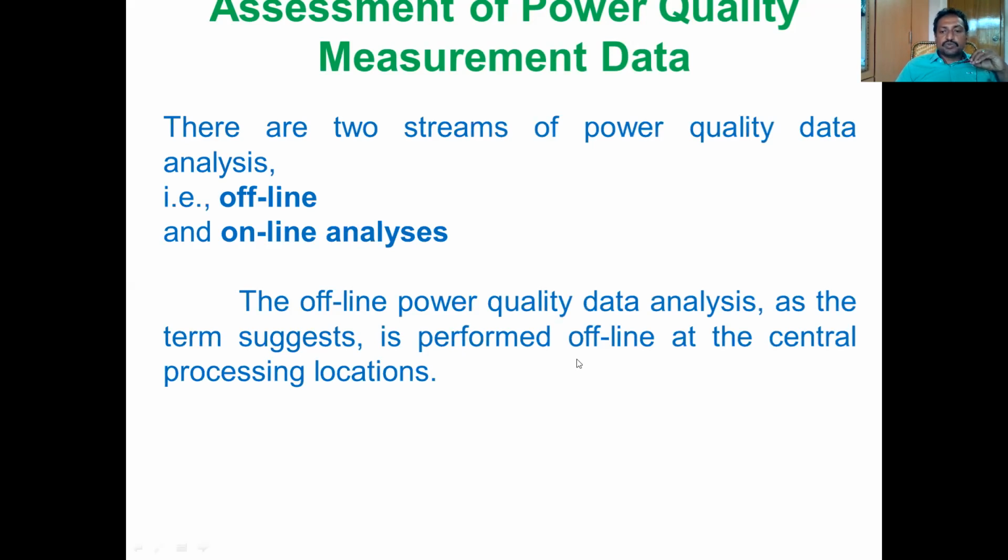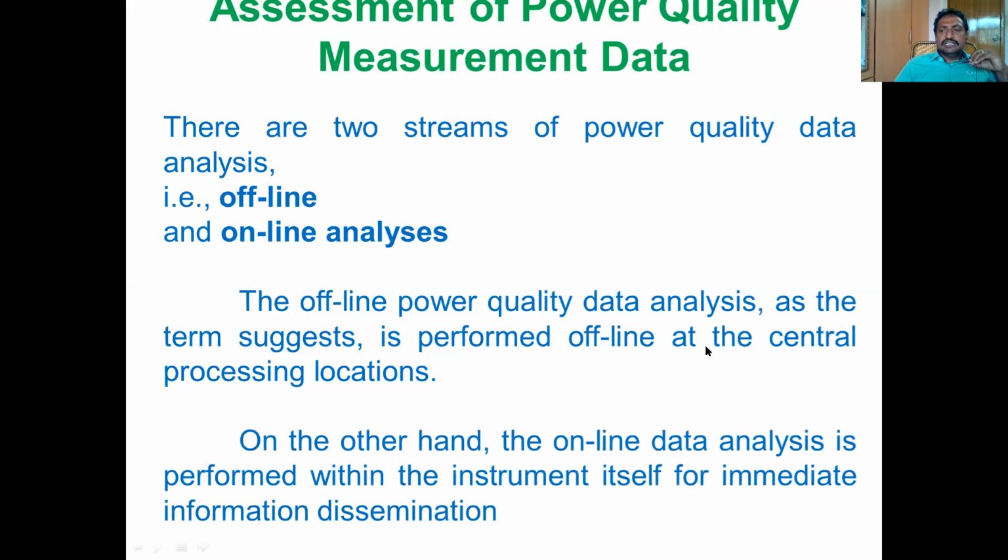Offline power quality data analysis is performed offline at a central processing location. So you place this combined disturbance and harmonic analyzer meter at a central process, always measure the data and store the data, and such a system is called offline analysis. That is the assessment of power quality measurement.